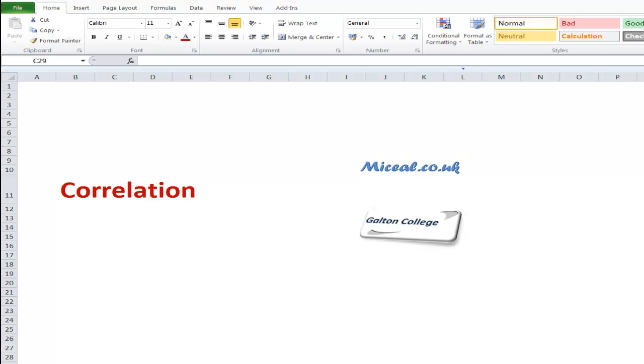In this video, I'm going to look at correlation analysis. This is a statistical approach which looks at two sets of numbers to try to determine how closely they're related. It doesn't say anything about causation. It doesn't say one set is causing the other set. It simply says if there is a relationship or not.